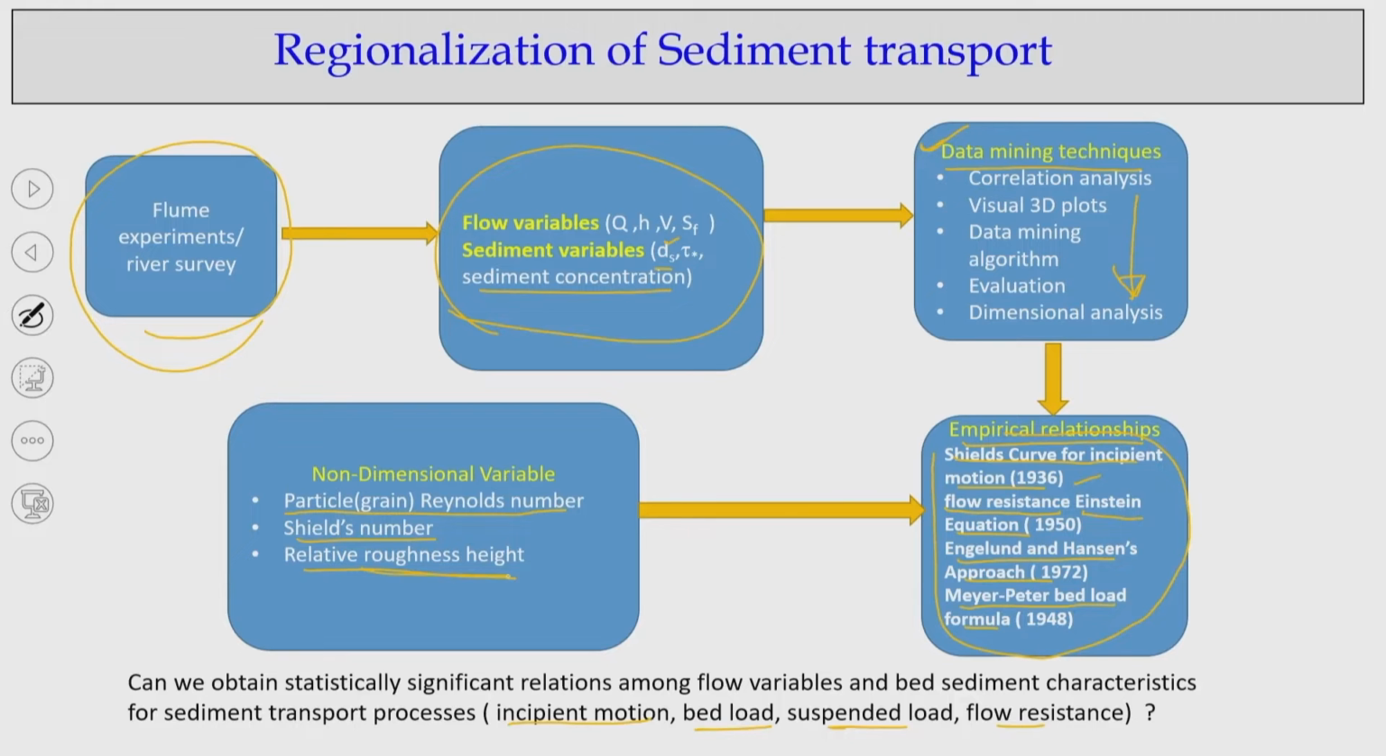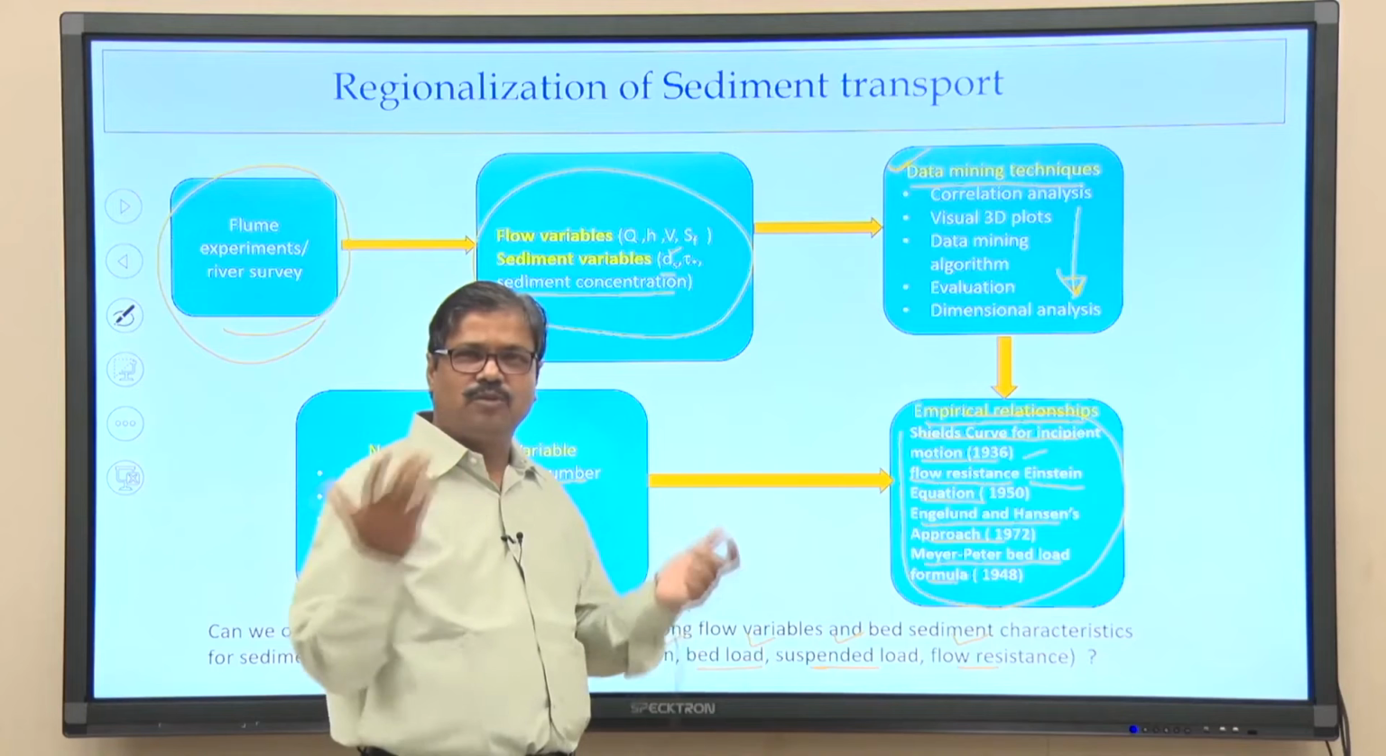So, the question is, what we are doing: can you obtain a statistical significance between the flow variables and the bed sediment characteristics for a sediment transport process like incipient motion, bed load, suspended load, flow resistance. That is the basic question that we are going to address today. So, this is the basic conceptual framework.